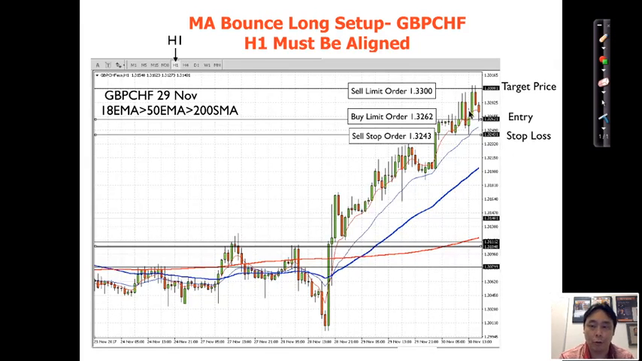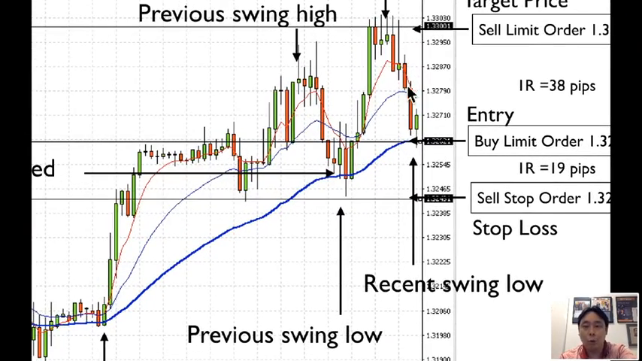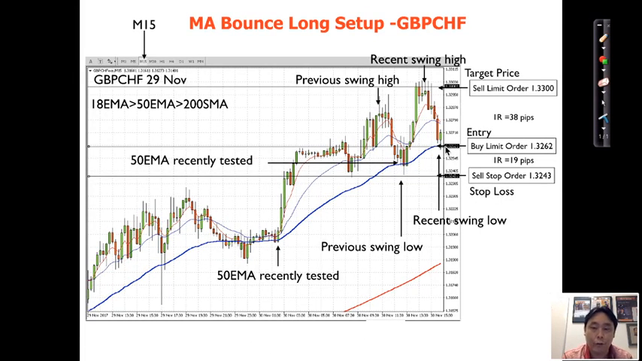Once I place my buy order, I wait for the price to go down and hit my buy order. Now, it may not always hit my buy order. Sometimes it may go down, and before it hits my buy order, it goes back up again. If that happens, I cancel the order. It is not a valid trade. It has to come down and trigger my buy order at the 50 EMA. So let's see what happened for this particular trade.